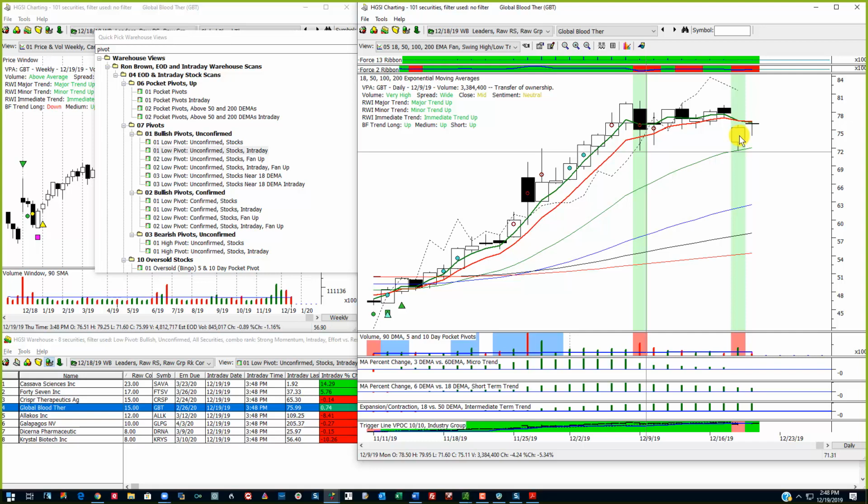It's close, but anyway, here's another pivot. There must have been some bad news here. This was a pocket pivot, a negative pocket pivot rather than a positive pocket pivot, but it looks like the stock is recovering today.